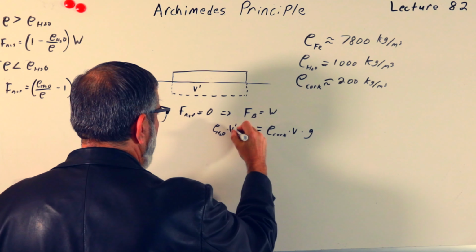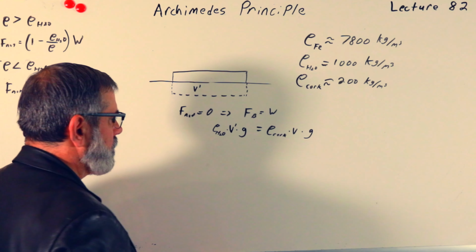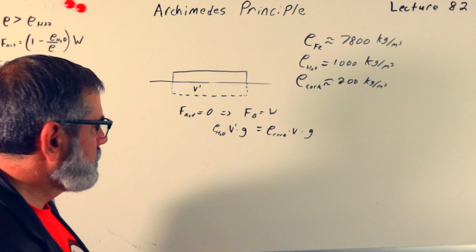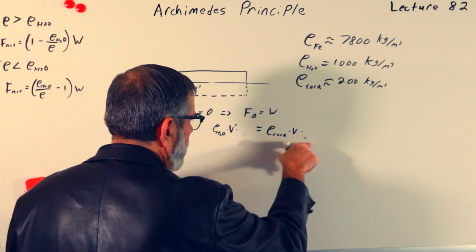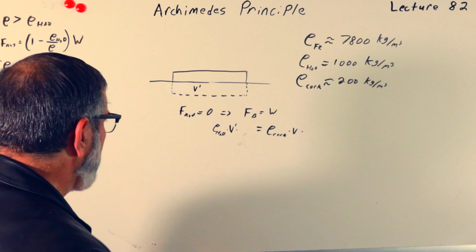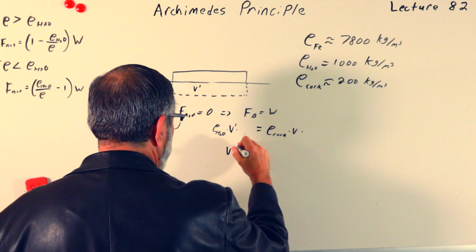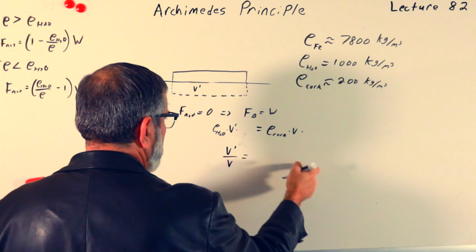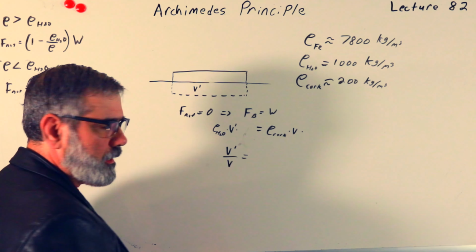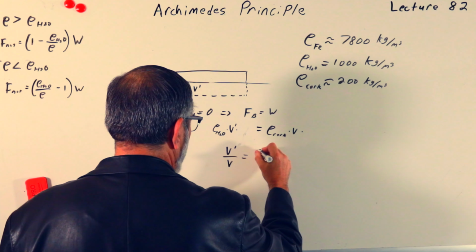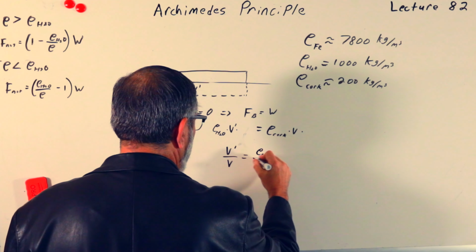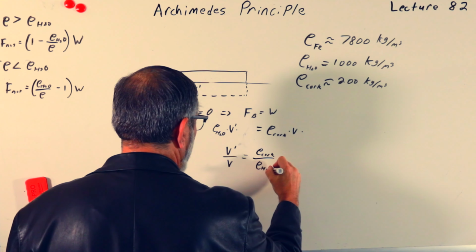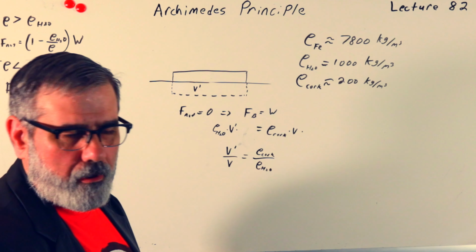So times V prime times G. Okay? The G's obviously cancel, so I can get rid of those, yes? Okay, so we get the following relationship, that V prime divided by V, just cross dividing here, will be equal to rho cork over rho H2O. Or any liquid. It doesn't have to be water. It can be any liquid.